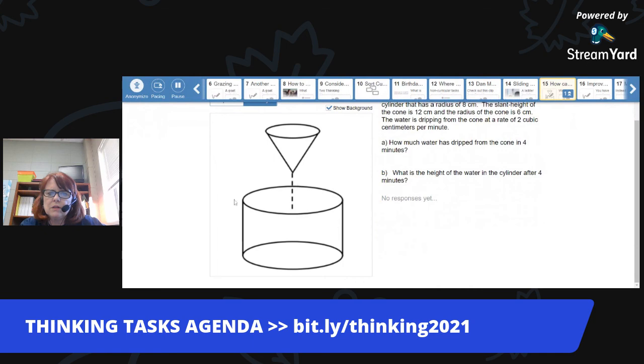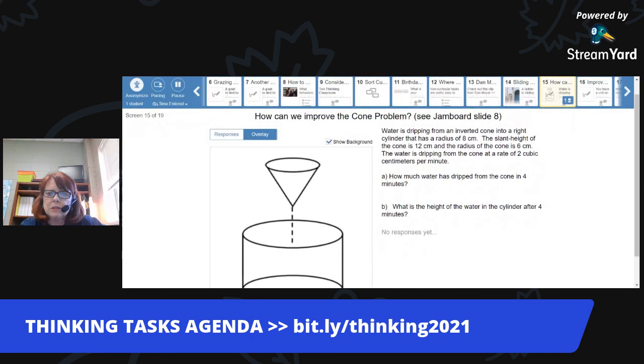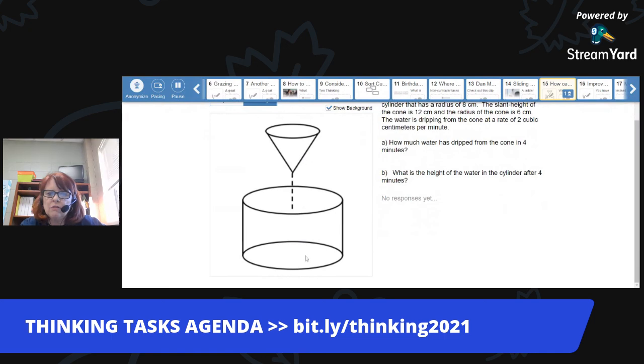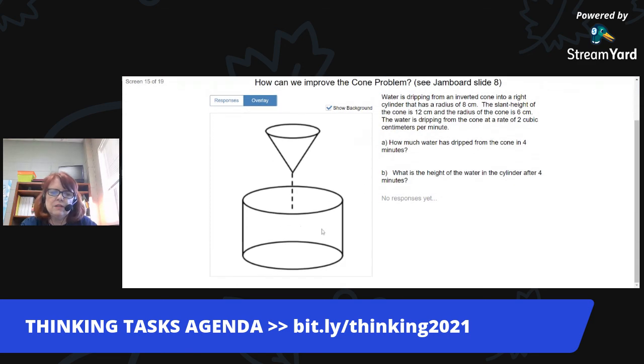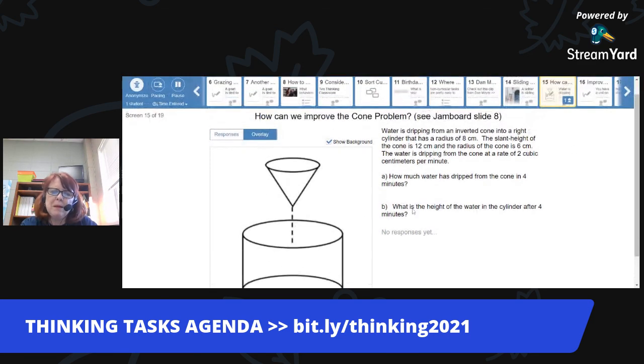specific information. You're given the dimensions of the cone. You're given the slant height of the cone. You're given the radius of the cylinder. And you know what you're not given? And that's even a good question too. Do you need the height of the cylinder? Maybe we should include that too. Do we need that? These are good questions to ask.